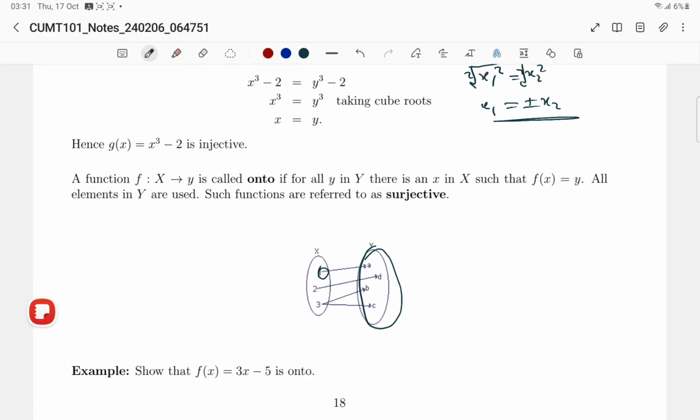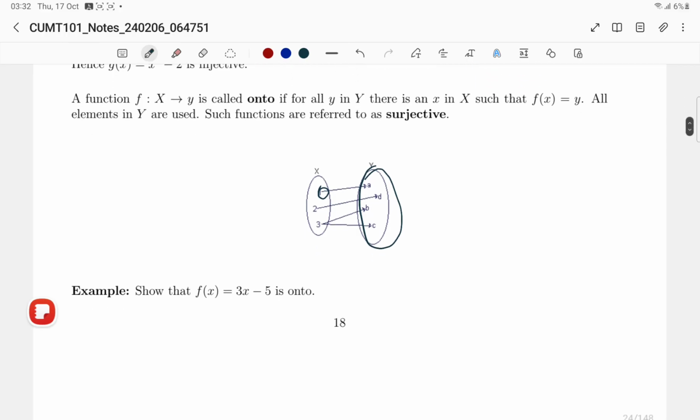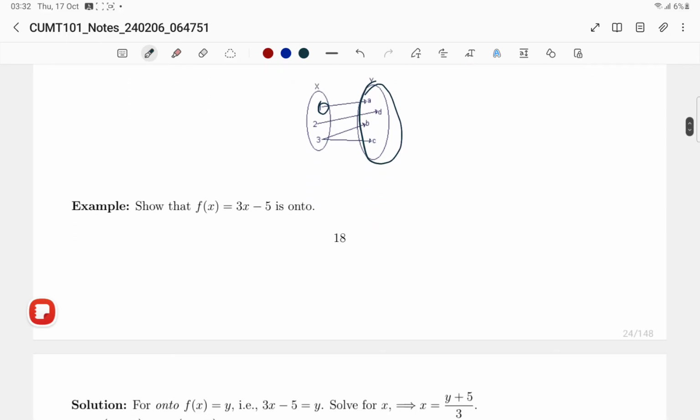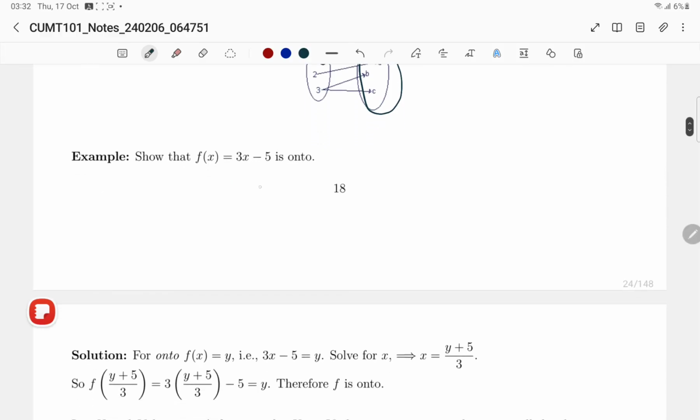We cannot have an output without an input. That is what surjective means. For every output, there should be an input. Be it 2 inputs, whatever, we don't care about how many inputs there are. But for every output, there should be an input. That is surjectiveness.